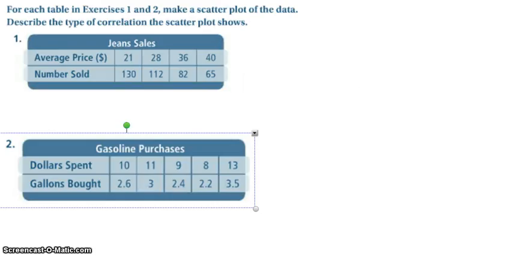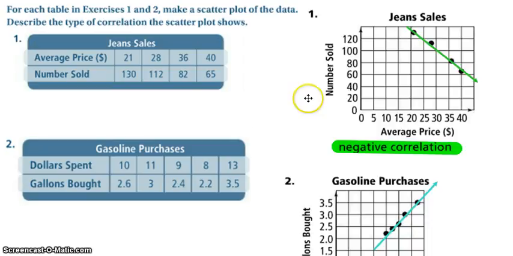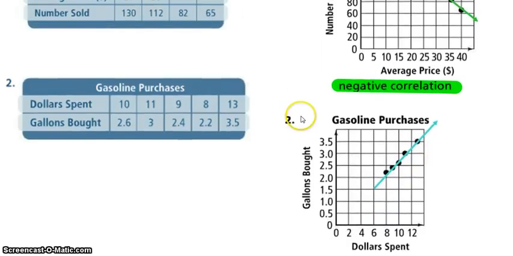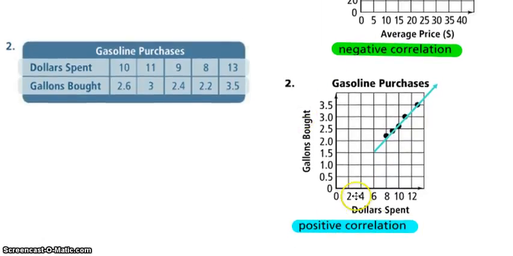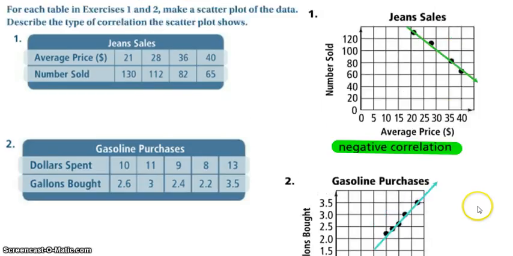For extra practice, go ahead and try numbers 1 and 2 on your own. Pause the video, come back after you graph them, and decide what type of correlation the graph has. When we're tracking the sale of jeans, as the average price goes up, the number sold goes down, probably because people are not willing to pay as much for jeans. So when it's cheaper, the amount sold goes up. And gasoline purchases, as dollars spent goes up, you of course get more gallons. So that's positive correlation compared to our negative correlation up here.